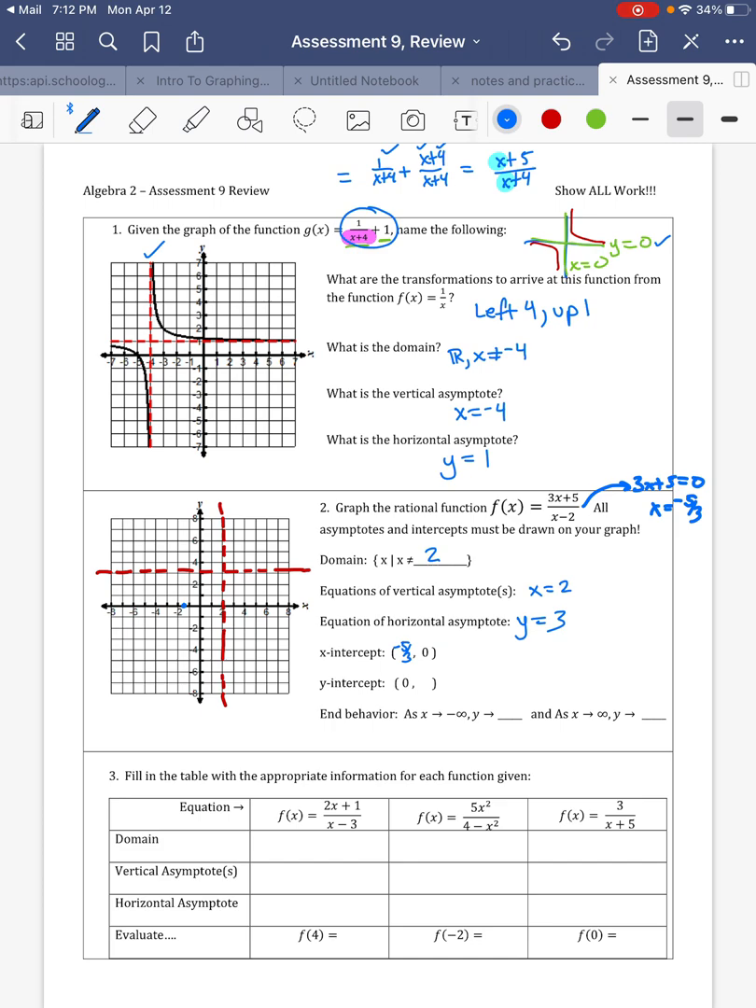All right, and then the y-intercept is when x is 0. So that's really easy to do, because all you're going to do is basically plug 0 in for these x's right here.